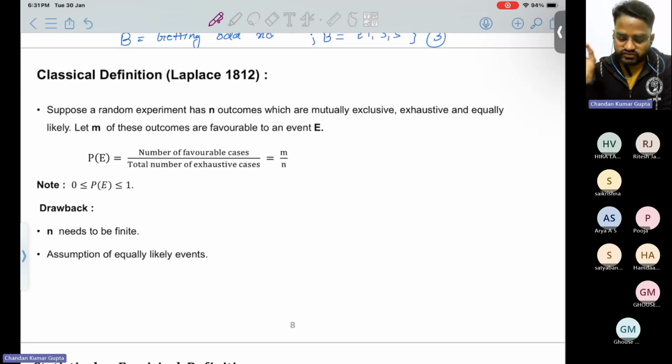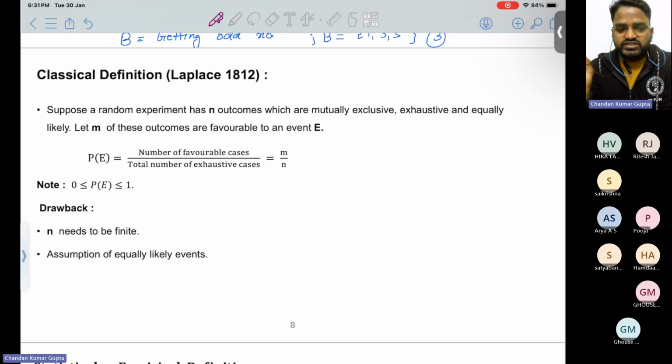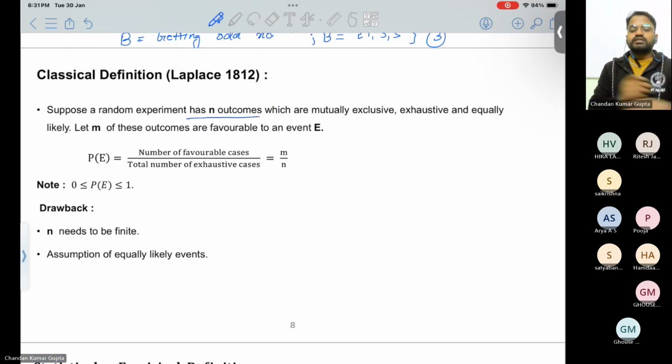There are three definitions. The first one was given by Laplace in 1812, and that is the classical definition. This is also called the mathematical definition, and it is very simple. When we conduct a random experiment and there are a total of n outcomes, then the probability of any event can be calculated with this formula: number of favorable cases over total number of cases.